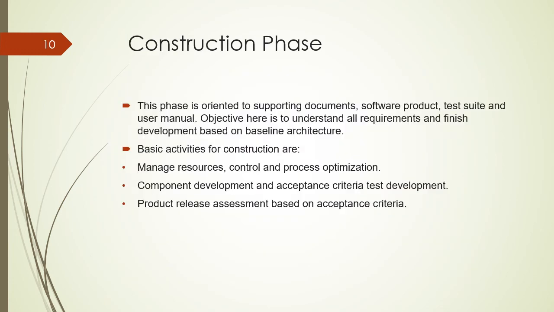The third phase, that is the construction phase. It is oriented to supporting documents, software product, test suites, and user manuals. The objective is to understand all requirements and finish development based on baseline architecture. The basic activities related to construction are manage resources, control and process optimization, component development and acceptance criteria, test development, product release assessment based on the acceptance criteria.